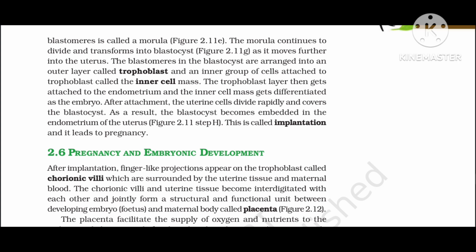2.6 Pregnancy and embryonic development. After implantation, finger-like projections appear on the trophoblast called chorionic villi, which are surrounded by the uterine tissue and maternal blood. The chorionic villi and uterine tissue become interdigitated with each other and jointly form a structural and functional unit between the developing embryo, fetus and the maternal body called placenta.